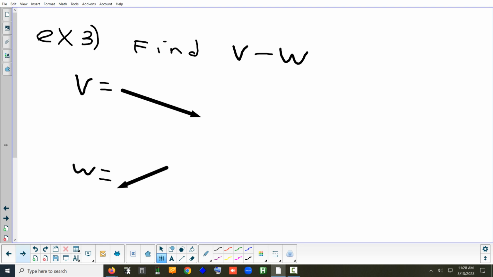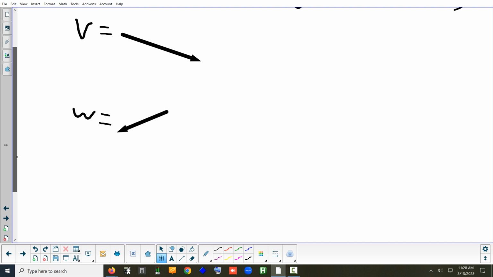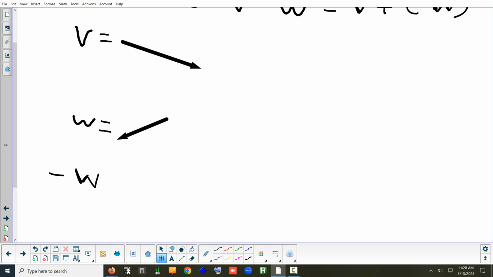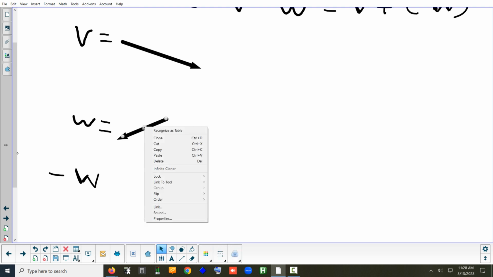Okay, so they want us to do V minus W. I did say to find the opposite of the second, and add. So I'm not going to think of it as subtraction. I want to think of that as addition. So how can I rewrite V minus W? V plus negative W. Right, I want to add this vector to that vector. Well, I've got V. Now I need negative W. Well, to get negative W, just flip it around 180 degrees.